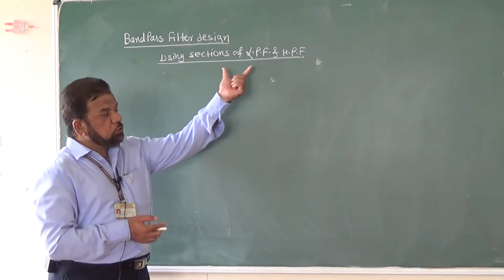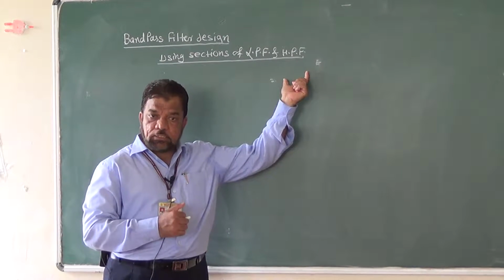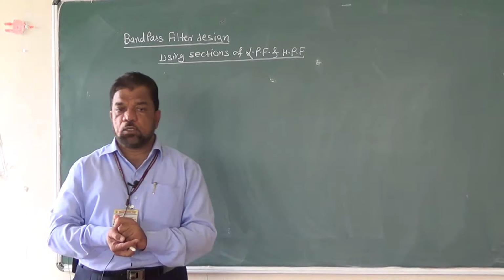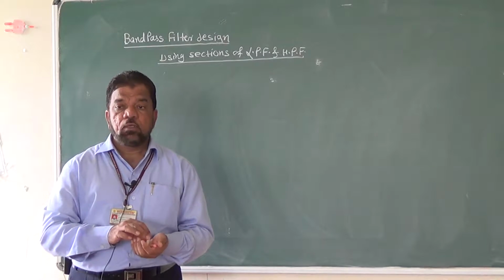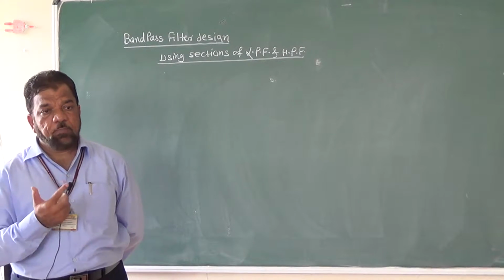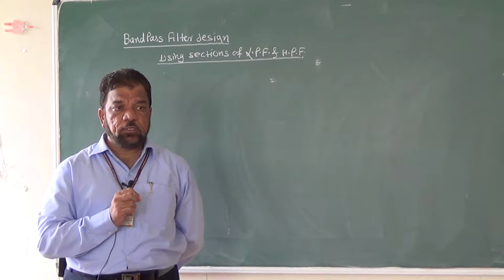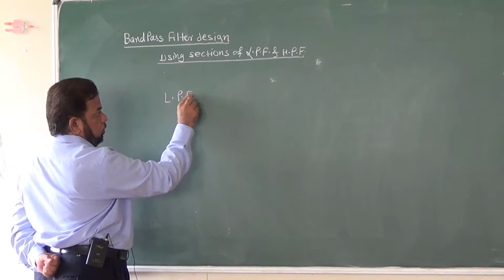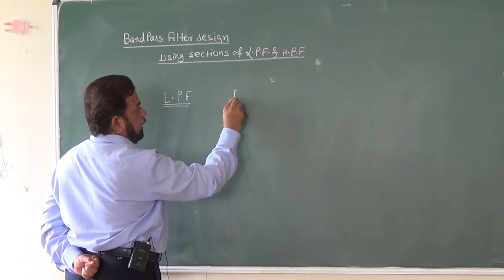So if the sections of low pass filter and high pass filter circuits are given, then how to construct a band pass filter? Okay, so if we redefine these three filters, first a low pass filter, high pass filter and band pass filter, their definitions are like this one. A low pass filter will transmit the frequencies up to a value say fH.